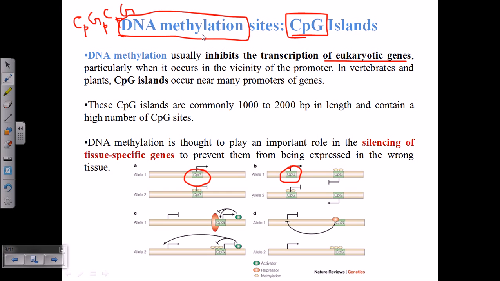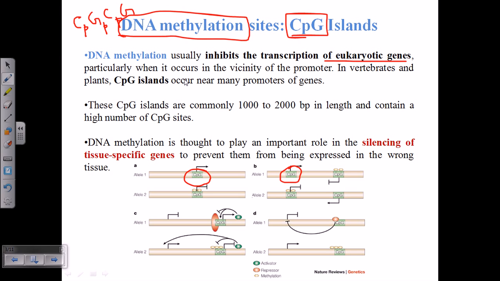Now why do we need this kind of gene silencing at all? Remember, we have almost the same or similar genes in all the different cells. The cells of our brain have the same genes that are present in the cells of our liver, but we don't want all these genes to be expressed at a particular time. The expression of genes is tissue specific, we all know that, right?